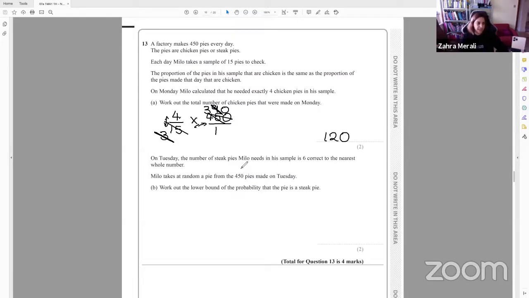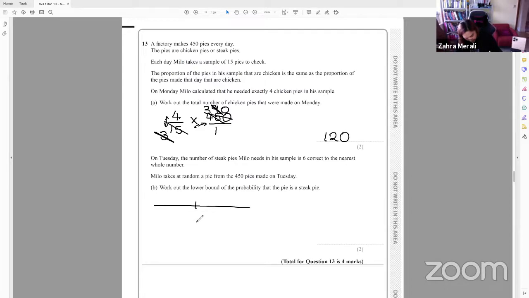On Tuesday, the number of steak pies needed in his sample is 6 to the nearest whole number. Milo takes at random a pie from the 450 pies made on Tuesday. Work out the lower bound of the probability that the pie is a steak pie.